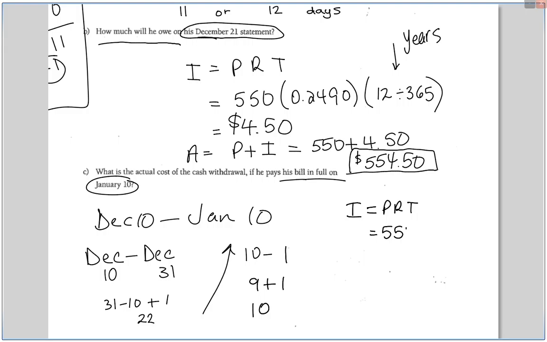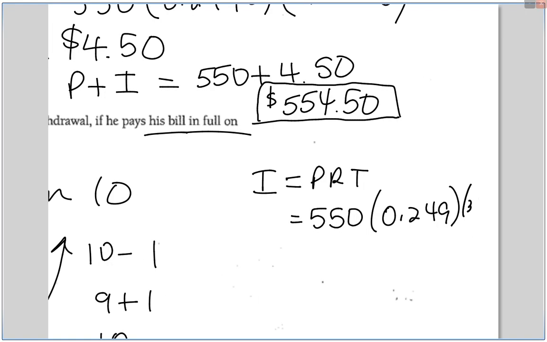It was 550, 0.249, and then the last term is 32 divided by 365.